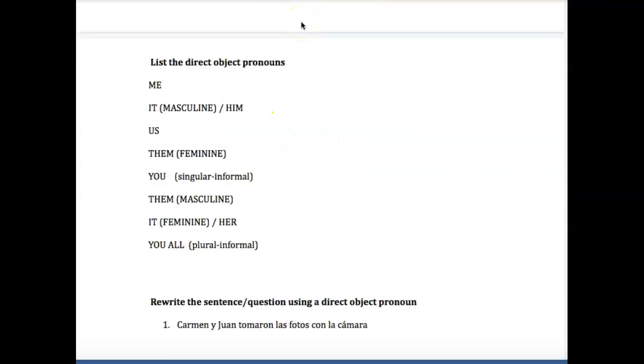Okay, now since we practiced with finding the direct object, let's see if you remember which direct object pronoun to use. So which direct object pronoun would you use to say me? Like, he sees me. Yeah, me, good. What about if it's it masculine, like a lapis, or him? I need it, or I see him. Right, lo. What about us? She sees us. Nos. Them feminine. So them feminine would be something like botas or sandalias.